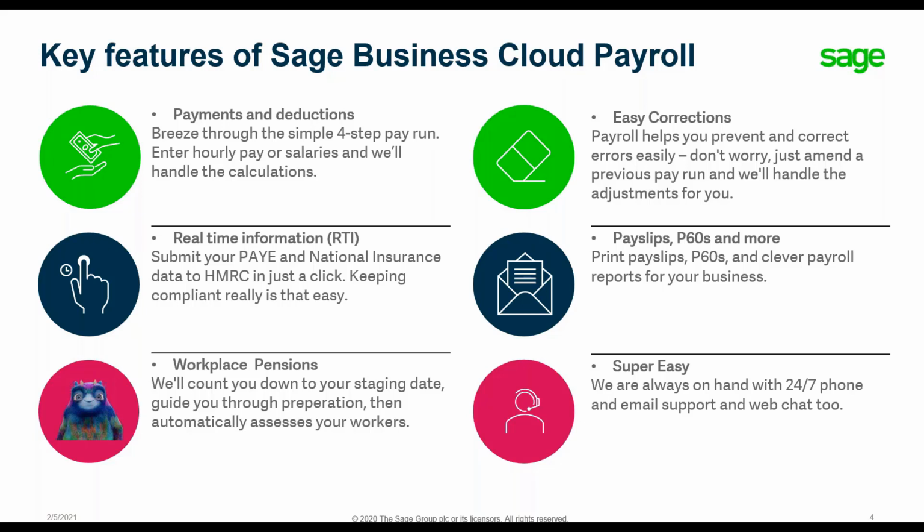Your workplace pension, so we'll count down the staging date and guide you through the preparations and then automatically assess your workers. So we will go through that. Easy corrections. Payroll helps you prevent and correct errors easily. So don't worry, just amend a previous pay run and we'll handle the adjustments for you. Payslips, P60s and more. So print your P60s off, print your payslips off, and the payroll will create some clever reports for your business.